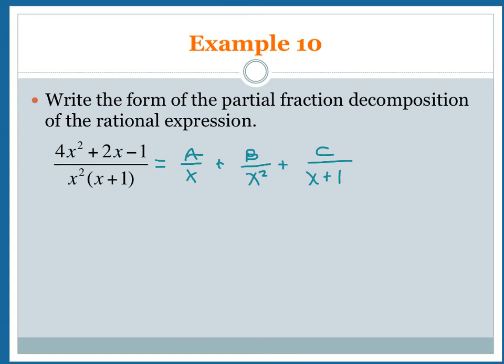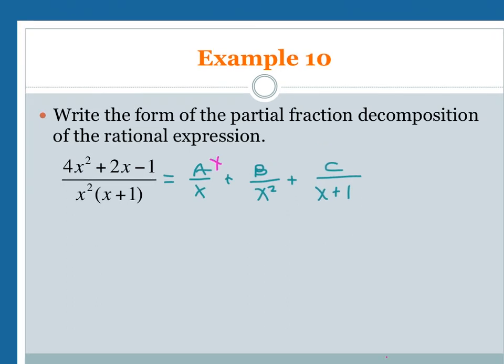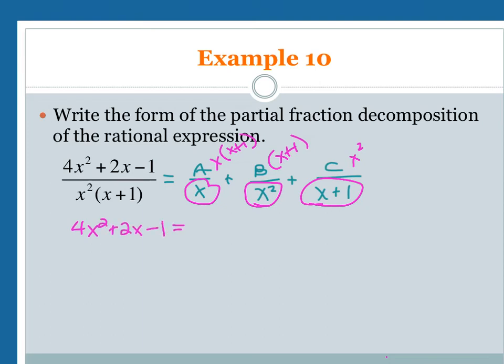First step the same. Well, first step would be factor, so that's the same. Second step's the same, separate it out. Third step's the same, multiply by what's missing. So this is going to get just the second x and x plus 1. This one's going to get x plus 1. This one's going to get the second x, or no, sorry, x squared. Both x's. I got to write out all my numerators. 4x to the second plus 2x minus 1 equals a times x plus 1 plus b times x plus 1 plus c times x squared.